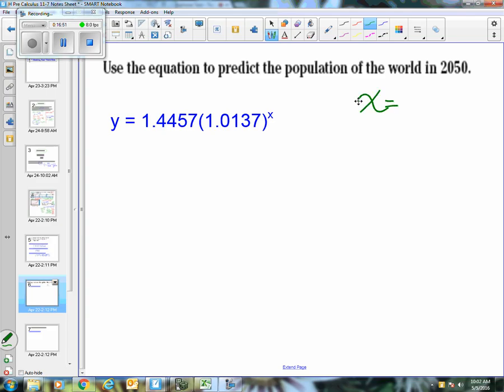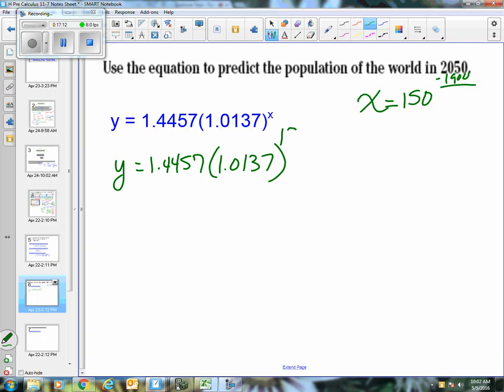Well, first thing we're going to have to decide is what does that mean for x? If it's 2050, how many years since this data started is that? Well, if we started in 1900, how many years past 1900 is 2050? Well, that'd be 150. So one way that I could do this is I can just substitute into my model. Remember, x is time, years since 1900. I can just put in that 150, do the calculation. And when you do that, you end up getting 11.13, and remember that's in billions. That's a lot of people.